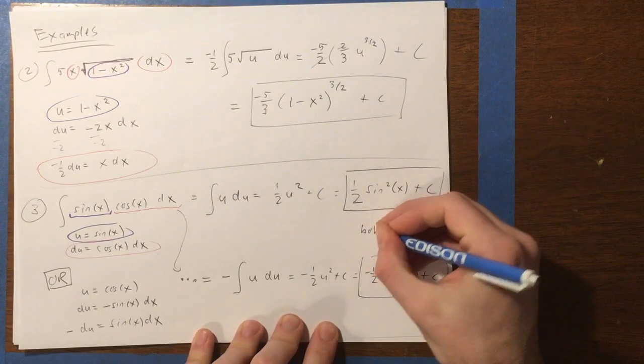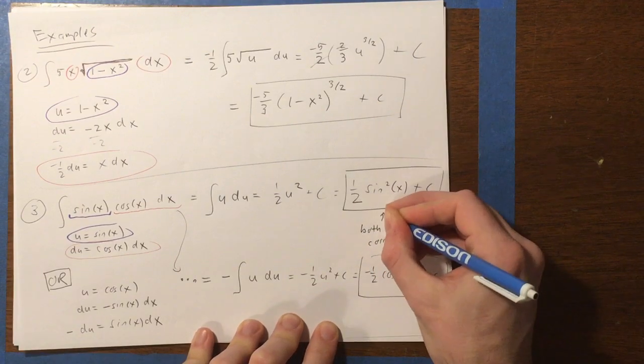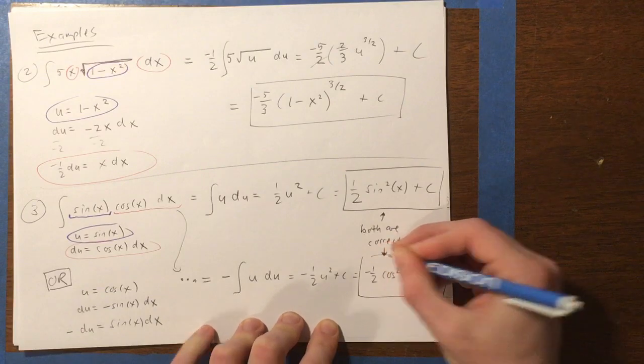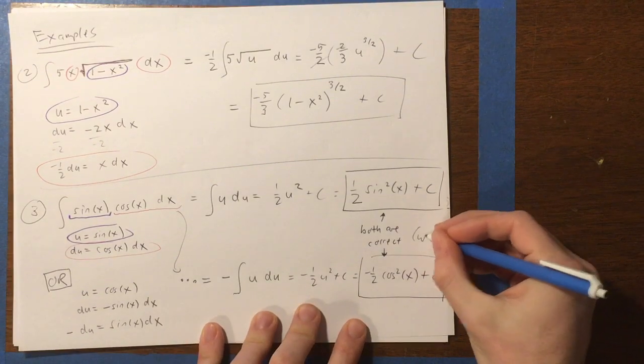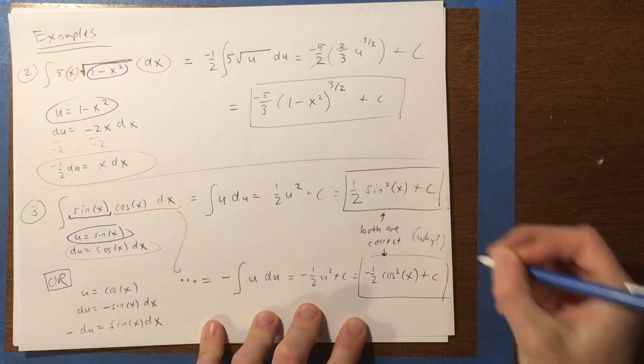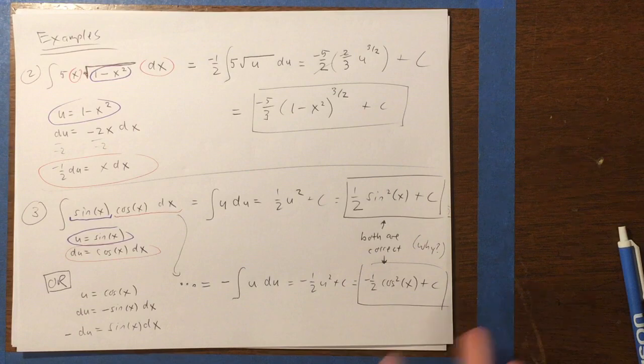So both of these are correct. Two different methods give us two different answers. And you might think to yourself, those are different functions. 1/2 sine squared x is not the same as negative 1/2 cosine squared x. However, there's a plus c on the end. Don't forget the plus c. I'm not going to answer this question for you. I'm just going to leave you with this question: why are those actually both correct antiderivatives? If you're curious about that and you want to talk about it, just let me know, and I'd be happy to discuss it.